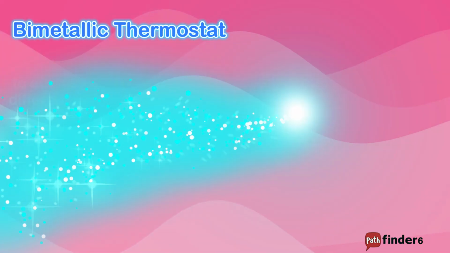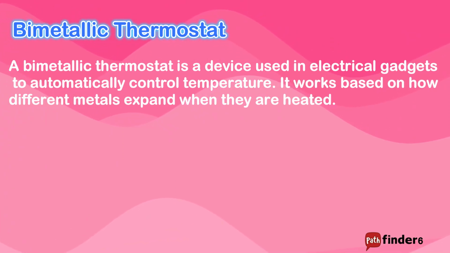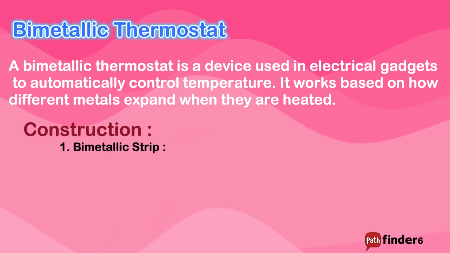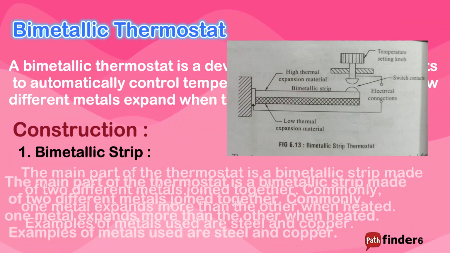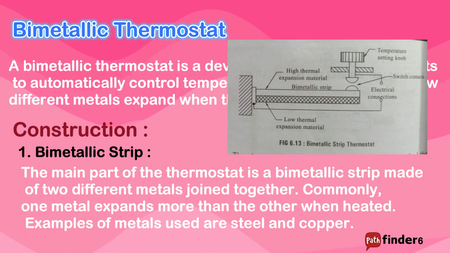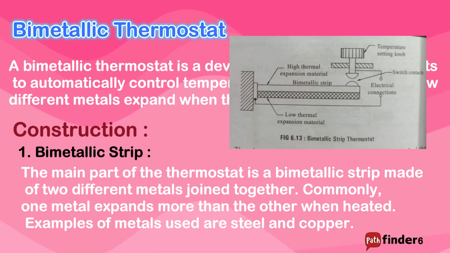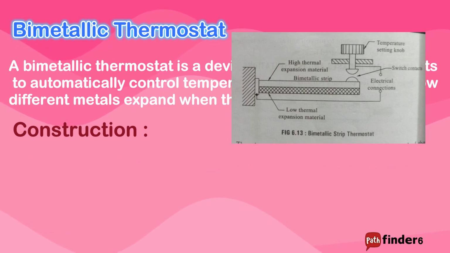Bimetallic thermostat. A bimetallic thermostat is a device used in electrical gadgets to automatically control temperature. It works based on how different metals expand when they are heated. The construction. 1. Bimetallic strip. The main part of the thermostat is a bimetallic strip made of two different metals joined together. Commonly, one metal expands more than the other when heated. Examples of metals used are steel and copper.